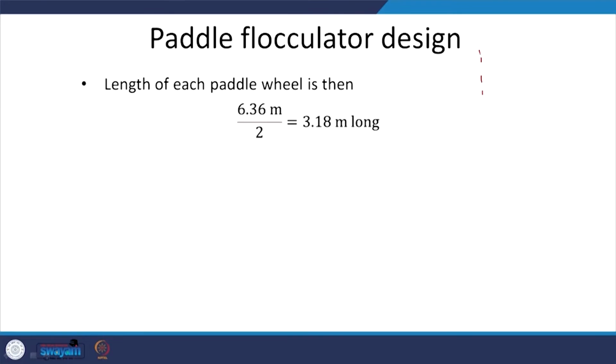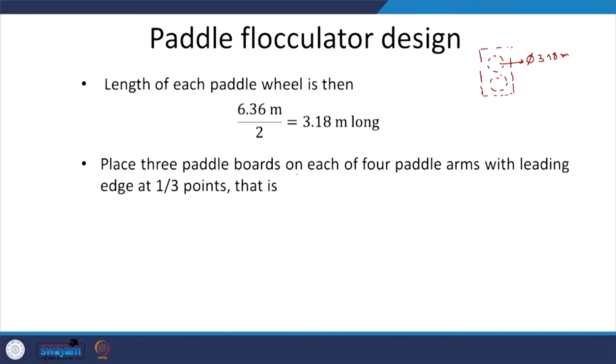So, until now what do we have? We have the width, we have the length, we know the clearances, we know that it is going to be 2, and each one is going to be, the diameter is going to be 3.18 meters, I guess, right, or the length of each paddle wheel, depending on how you are going to mention it.